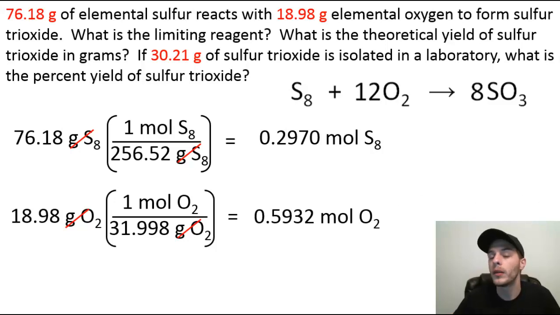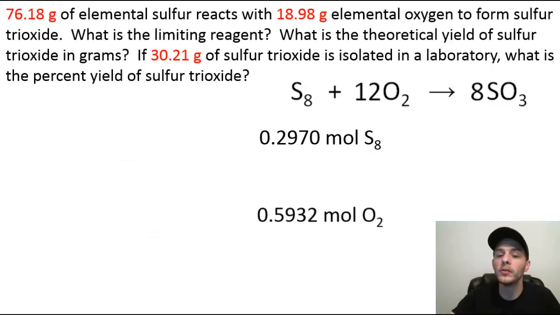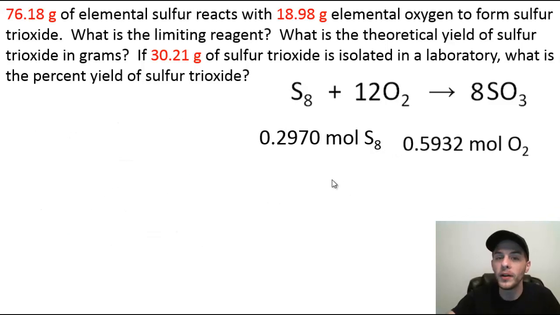At this point, you might be tempted to say, okay, since we have less sulfur than we do oxygen by moles, then that must mean that sulfur is our limiting reagent. However, this is not necessarily true, because if you take a look at the balanced chemical equation, we have 1 mole of sulfur reacting with 12 moles of oxygen. So we need 12 times as much oxygen by moles as we do sulfur in order to get this reaction to go.